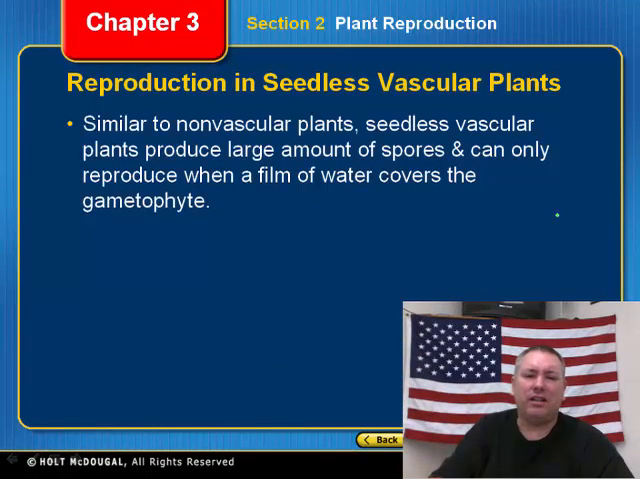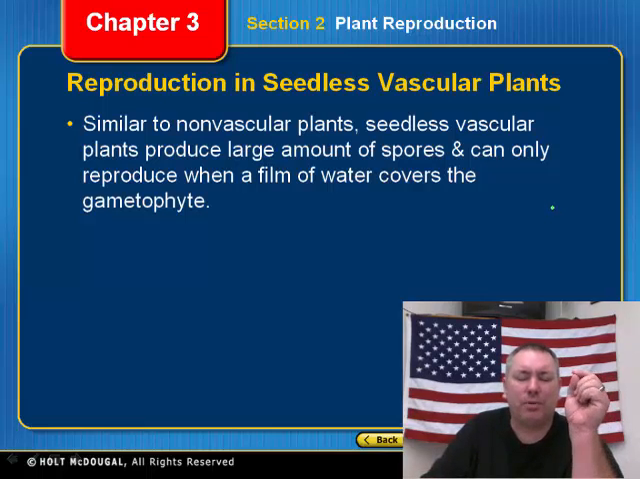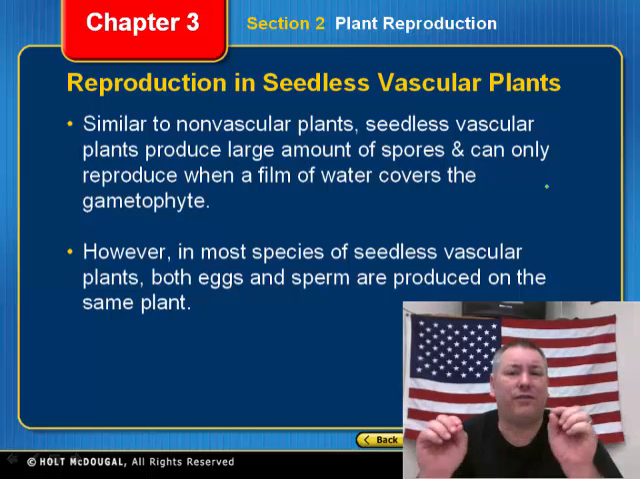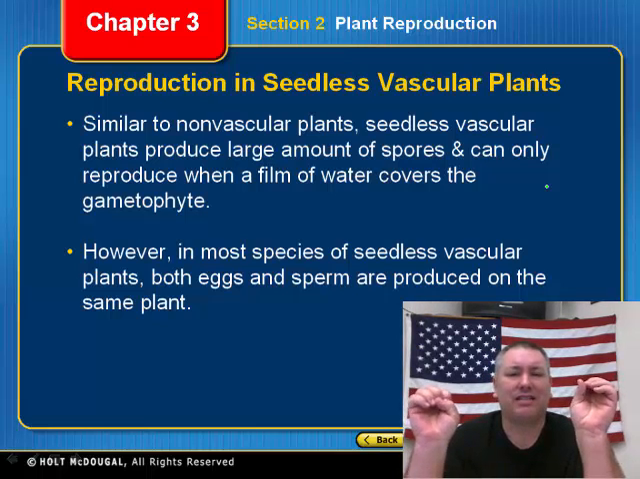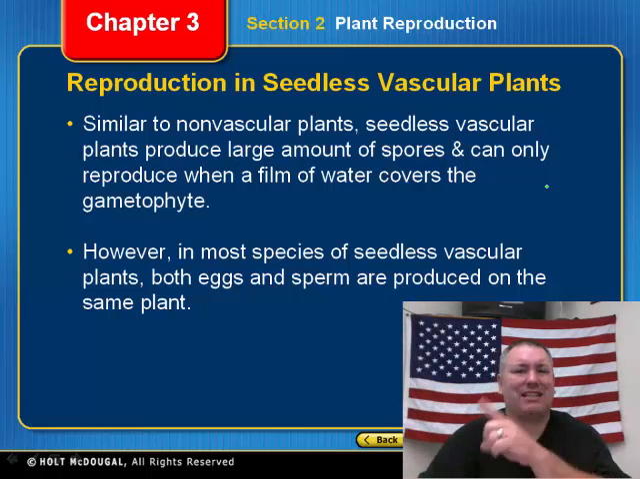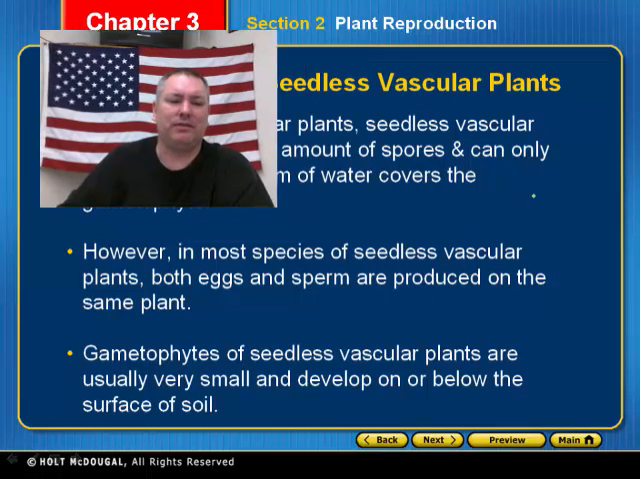Seedless vascular plants are a little bit different. They do produce a large number of spores like the non-vascular plants do, and they can only reproduce if a film of water covers the gametophytes, just like the non-vascular plants. However, both egg and sperm are produced on the same plant. When we talk about non-vascular plants, the egg and sperm are typically on different plants. But with seedless vascular plants, the egg and the sperm are produced on the exact same plant.